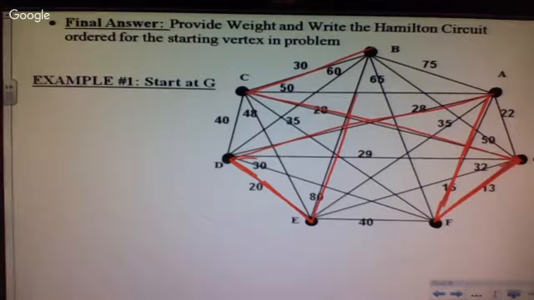So E will connect to B. So you'll finish. Okay, so now it's finished. You closed it off at the end. You cannot close it off until the end.